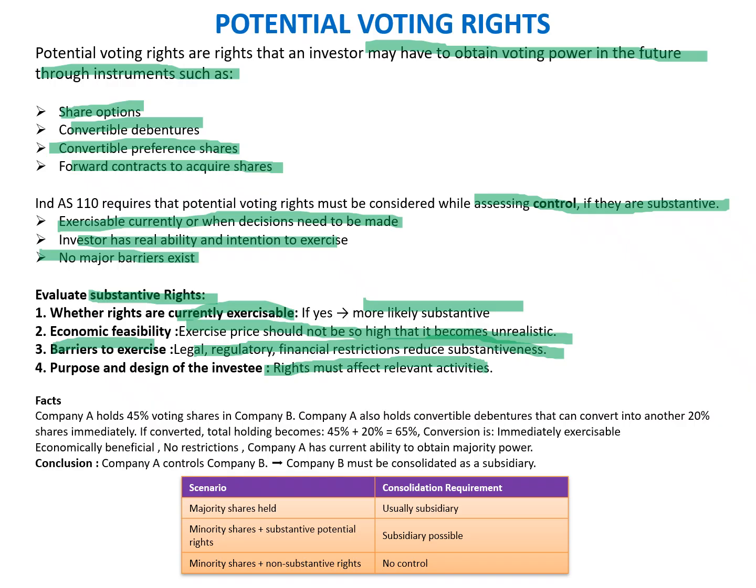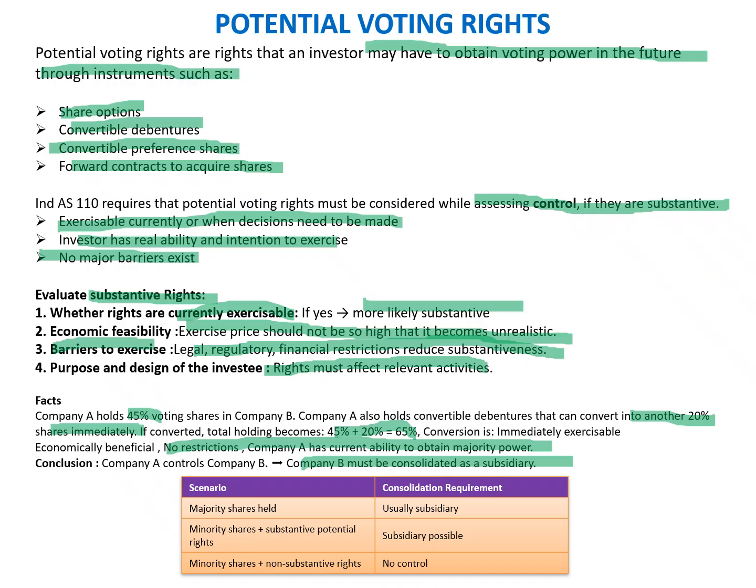So we have illustrated it with the help of an example here. Company A holds 45% shares in another company, B. Company A also holds a convertible debenture that can convert into another 20% shares immediately. So it can be converted, and the rights are accessible, yes. If converted, total holding becomes 45 plus 20, which is 65%. Conversion is immediately exercisable, economically beneficial, with no restrictions. Company A has a current ability to obtain the majority power. So the conclusion: company A controls company B, which must be consolidated as a subsidiary.